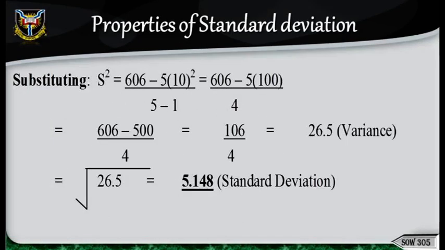Substituting: s squared is equal to 606 minus 5 times (10 squared), all over 5 minus 1, is equal to 606 minus 5 times (100), all over 4, is equal to 606 minus 500 over 4, is equal to 106 over 4, is equal to 26.5 variance.